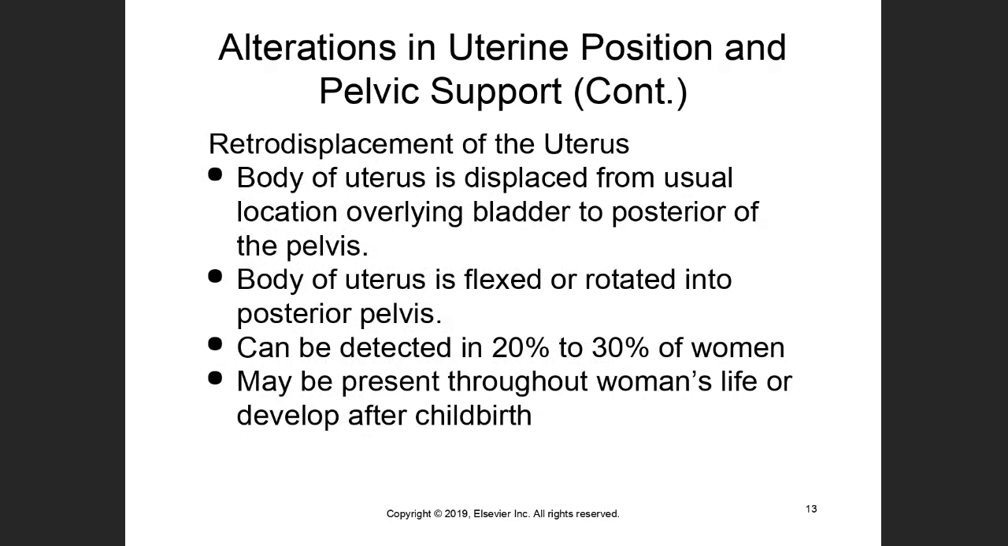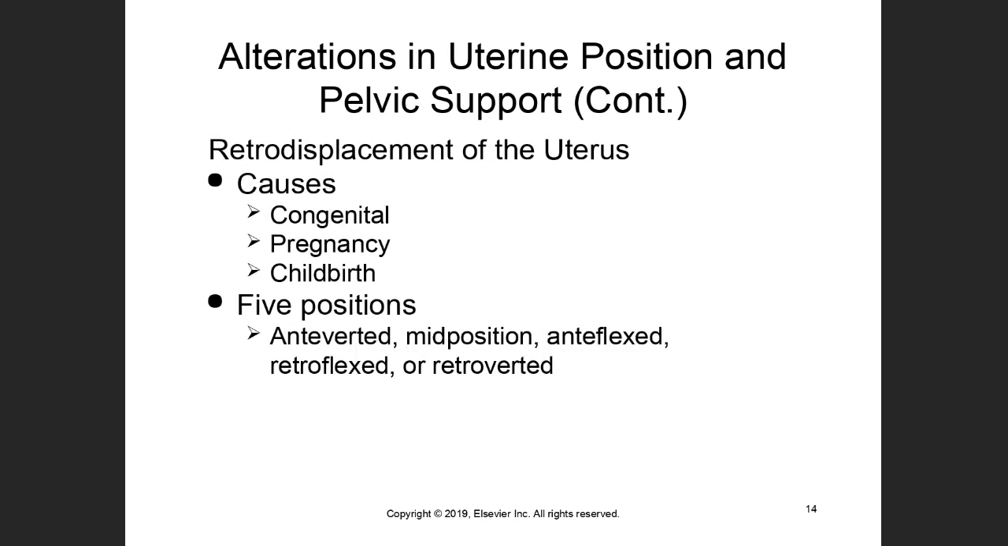Retrodisplacement of the uterus. The body of the uterus is displaced from its usual location over the bladder to the posterior of the pelvis. The body of the uterus flexes or rotates to the posterior pelvis. It can be detected in 20-30% of women, and may be present throughout a woman's life or develop after childbirth. Causes could be congenital, pregnancy. And we have 5 positions, okay? Anteroverted means position, anteroflexed, retroflexed, and retroverted.